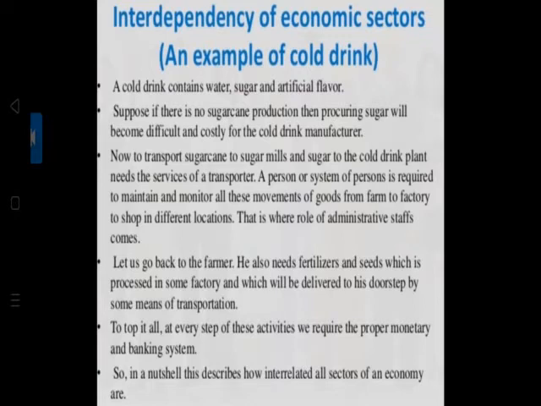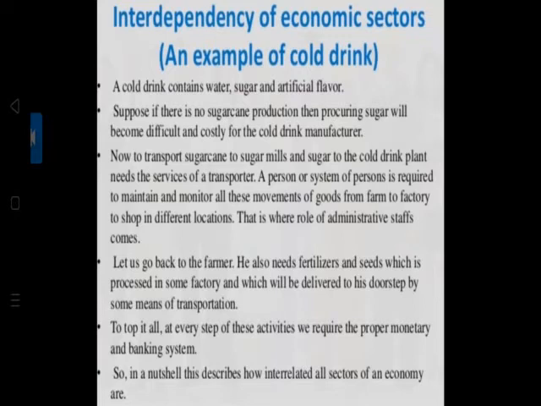Suppose there is no sugarcane production, then producing or procuring sugar will become difficult and costly for the cold drink manufacturer. To transport sugarcane to sugar mills, and sugar to the cold drink plant, needs the services of a transporter. A person or system of persons is required to maintain and monitor all these movements of goods from farm to factory to shop in different locations.